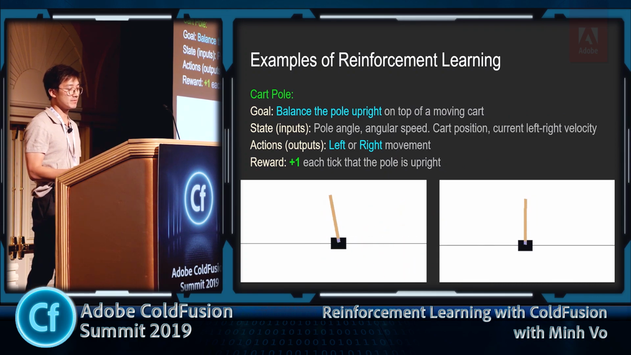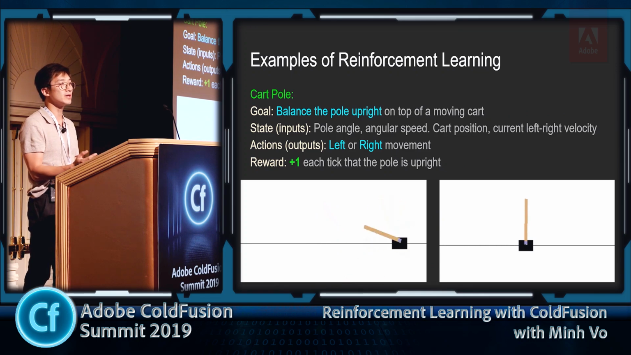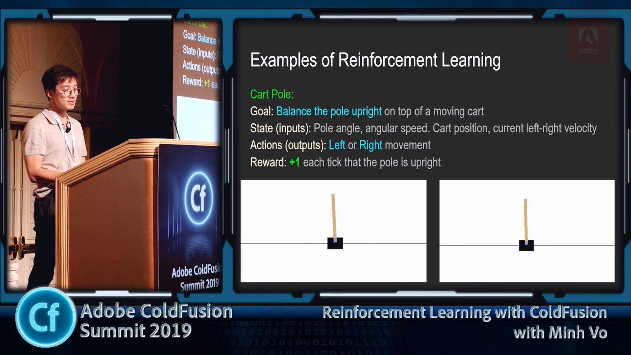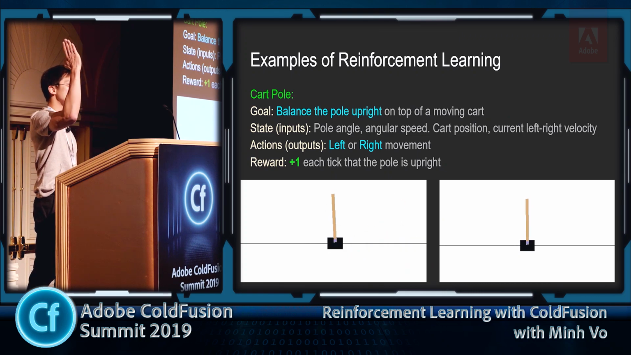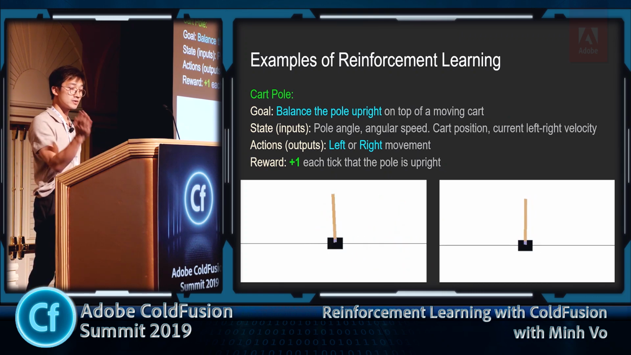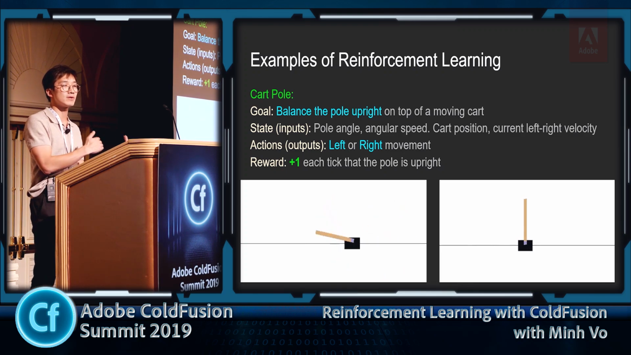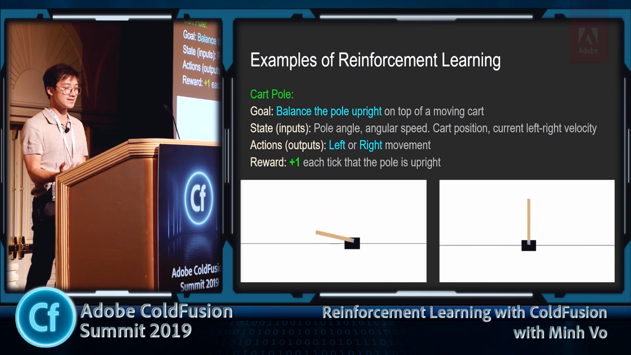So the purpose of the game here, the goal, is to keep the pole always balanced on top of a moving cart. And the state, what we have to see from the environment, is the pole angle, the angle the pole is at right now, the angular speed, how fast it's dropping, and then the cart position, where we are, and the current left-right velocity. So we have those things as inputs.